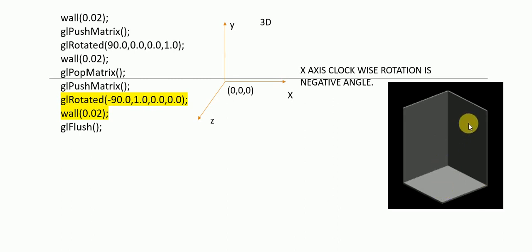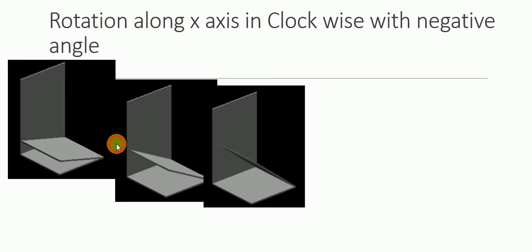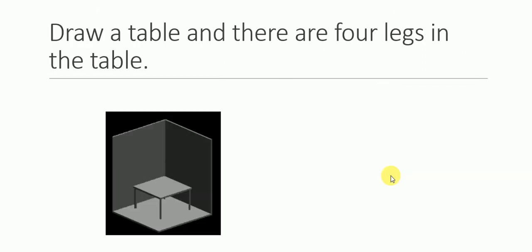If you want to place it to the top, it is moved in the x-axis, and if it moves in the x-axis it is in the clockwise direction. If it is clockwise direction, then theta is in the negative direction. So you can see it is moved in the x direction, and the theta is negative. So the wall is formed. There are three walls that are formed. It is moved in the x direction, and it is 90 degrees. So this is to show how it is rotated in the x direction.